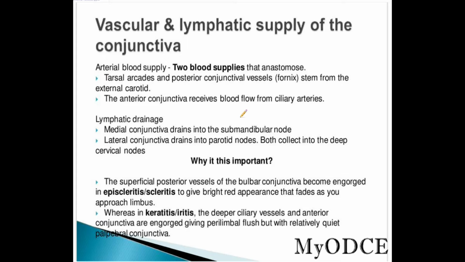Now we're going to talk a little bit about the vascular and lymphatic supply of the conjunctiva. Arterial blood flow to the conjunctiva consists of two blood supplies that anastomose on the bulbar conjunctiva. The tarsal arcades and the posterior conjunctival vessels stem from the external carotid, whereas the anterior conjunctiva receives blood flow from the ciliary arteries. And if you remember, the ciliary arteries originate from within the eye and stem from the ophthalmic artery. In regards to lymphatic drainage, the medial conjunctiva will drain into the submandibular nodes, while the lateral conjunctiva will drain into the parotids. Both of them collect in the deep cervical nodes.